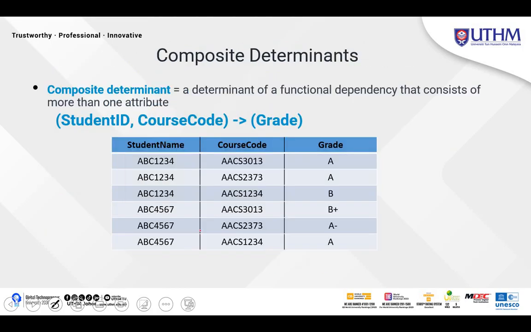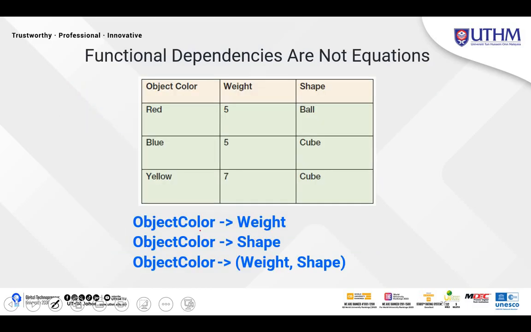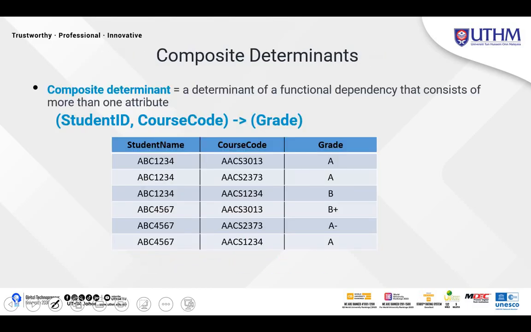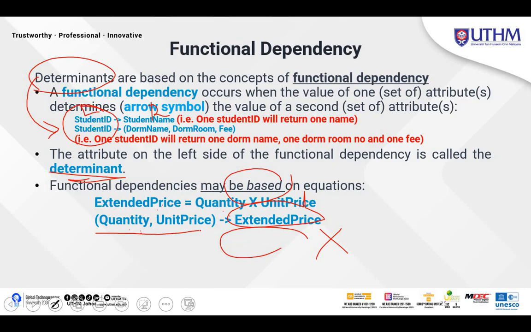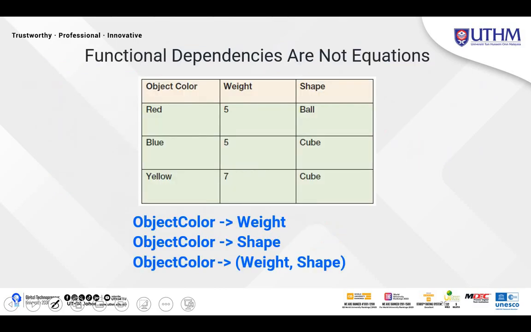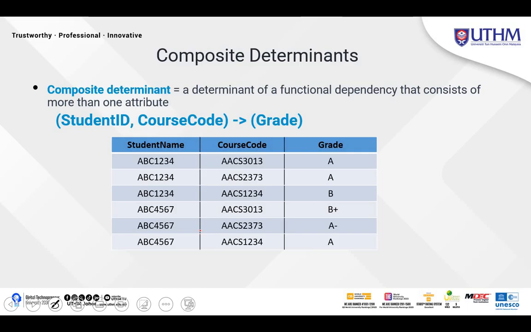Just skip the previous example. Let me go with the next example. Composite determinant: a determinant of a functional dependency that consists of more than one attribute. Like in the previous example, quantity and unit price are actually known as a composite determinant or composite key. Composite key, I already explained during ERD time. We have two primary keys in a table. They are known as a composite key.